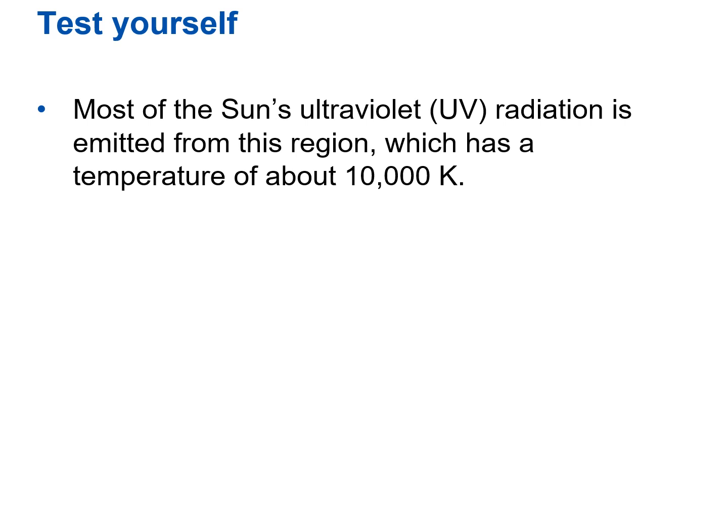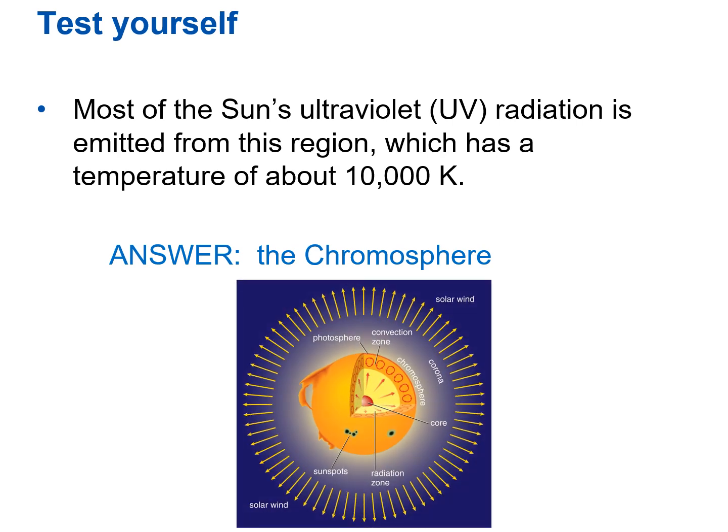Most of the sun's ultraviolet radiation is emitted from this region, which has a temperature of about 10,000 Kelvin. And I want you to remember that's the region above the photosphere where it starts to get hotter. The chromosphere.